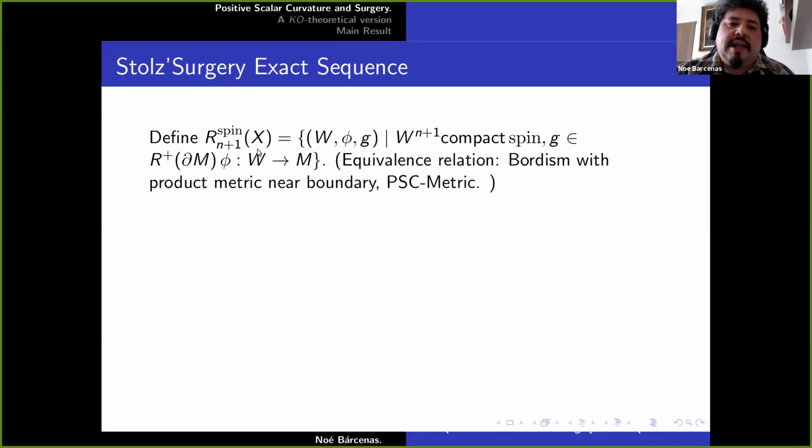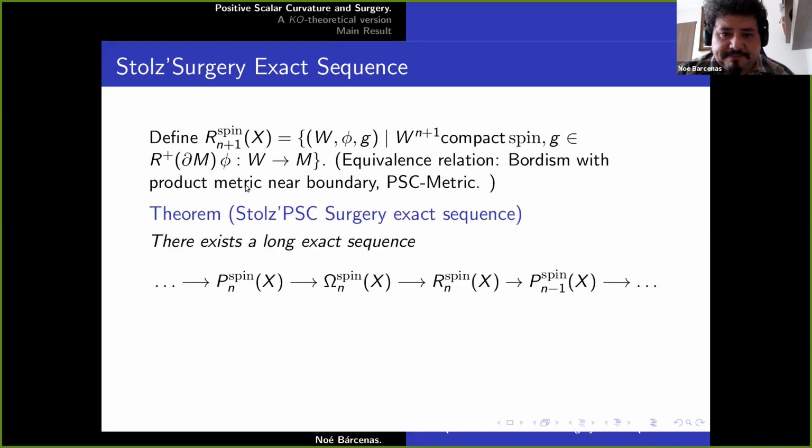And the reason why I defined the R spin groups this way is that they obviously come with a boundary map to the positive scalar curvature Bordism to the right, in one dimension less. So here you can see from R_n, I have a map to the positive scalar curvature Bordism on the right hand side, and then I have the spin Bordism in this depiction in the middle.